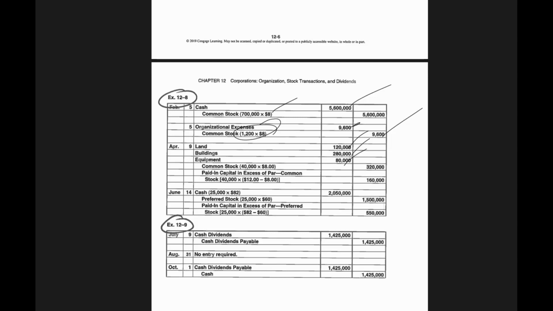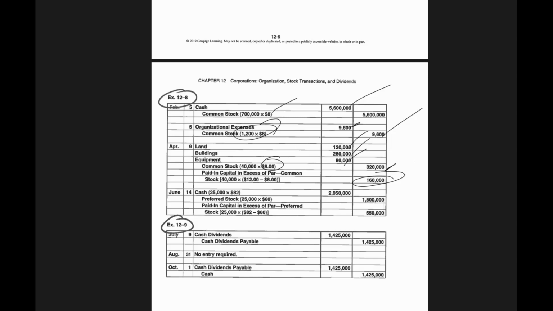And they gave him 40,000 shares. So 40,000 shares times par, $8, is $320,000. If you were to add up your debits and your credits, it doesn't balance. So you can virtually say there's going to be another credit, and it would have to be the paid in capital in excess of par. Paid in capital in excess of par of $160,000.